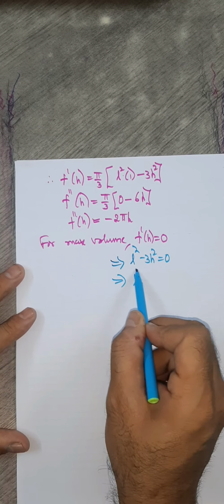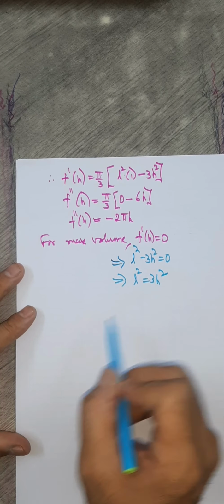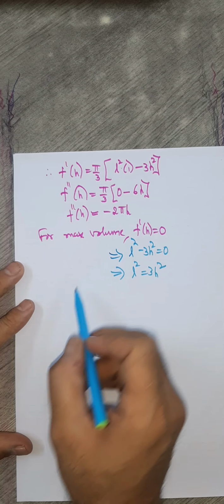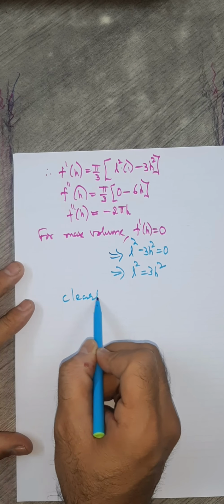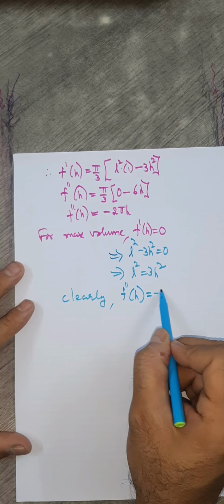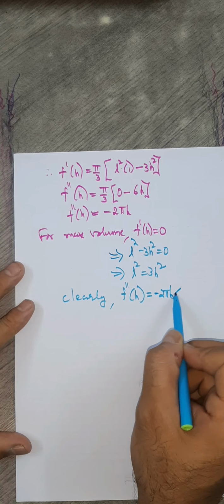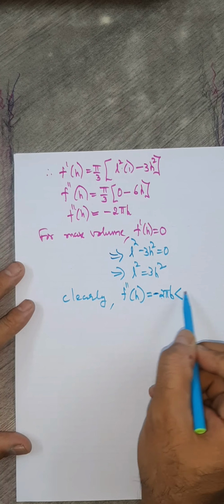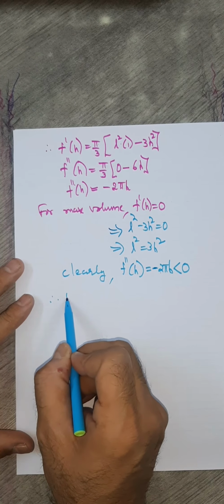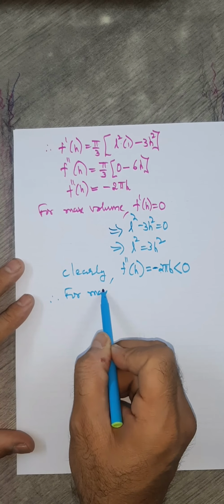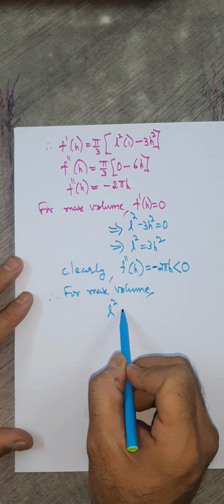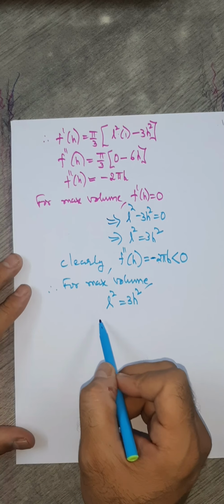So we get L squared equals 3H squared. And if I put the value of H in the second derivative, it will obviously be negative. F double dash H is always negative, you can see positive, positive, positive, but with the minus sign. So for maximum volume of the cone, we have this relation: L squared is equal to 3H squared.